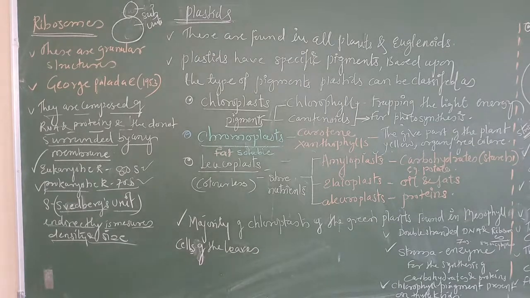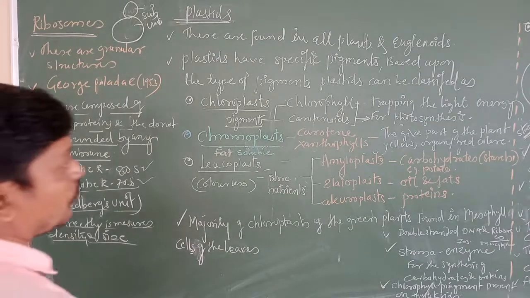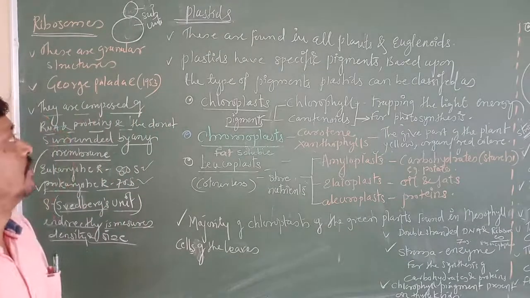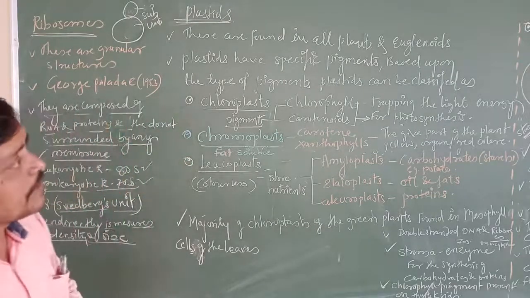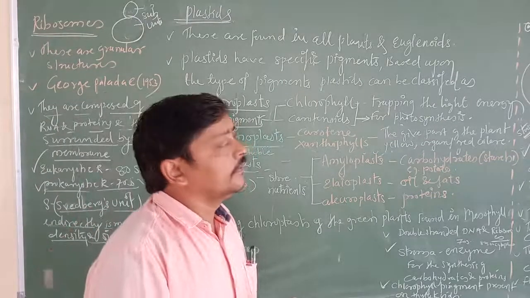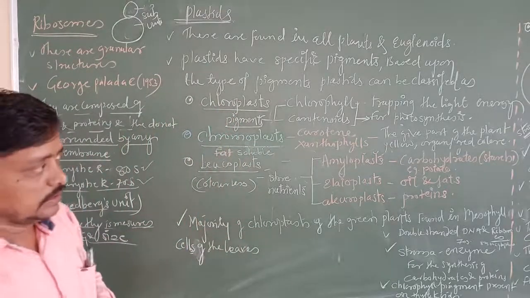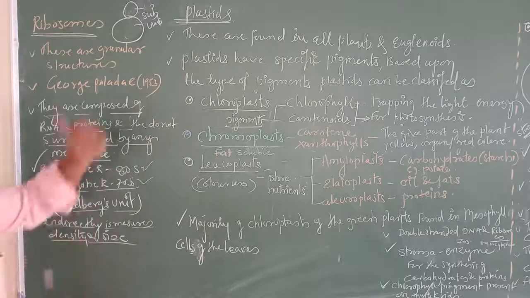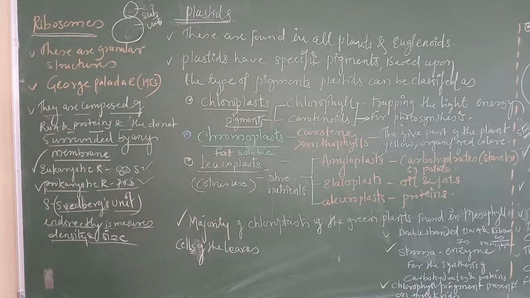So in today's class, what else have we discussed? We have discussed the different types of plastids based upon the specific pigments. Then we have studied in detail the structure of chloroplast. Then another organelle we have studied is the ribosomes, which are granular structures first observed by George Palade, and I told you they are composed of RNA and protein. They are present in both prokaryotes and eukaryotes, and the Svedberg unit is used indirectly for the measurement of density and size. So this is about today's class.